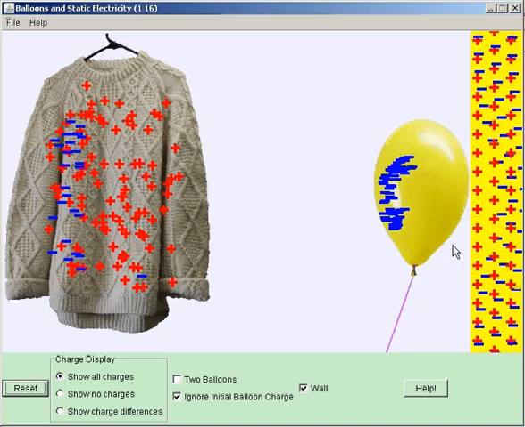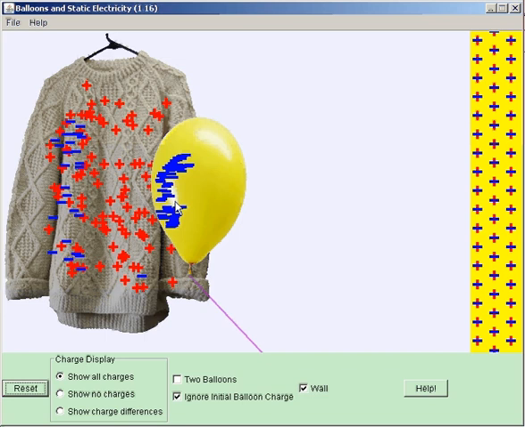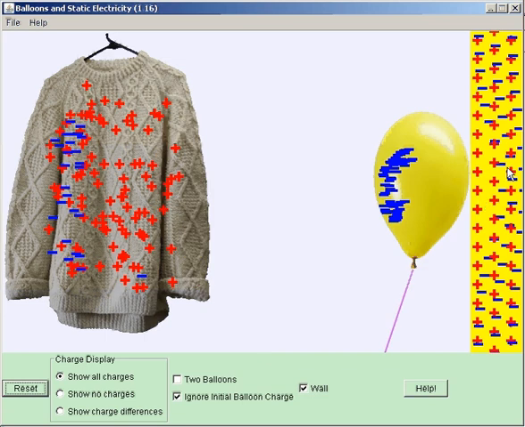So that's the law of conservation of charge. Charge cannot be created, it cannot be destroyed, but it can be transferred from one object to another, or polarized within an object, or in other words, separated within that object.